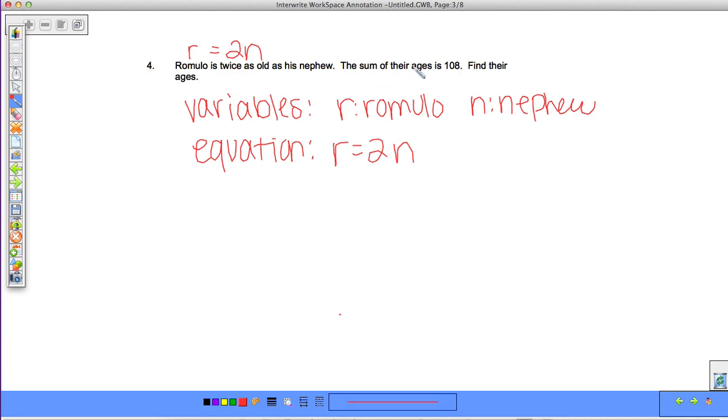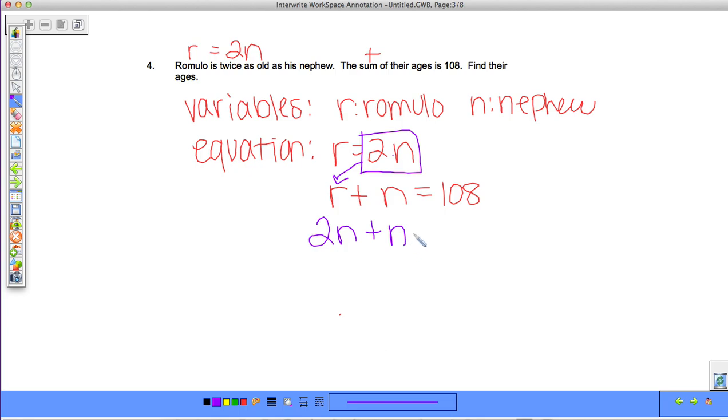Then it says the sum of their ages is 108. Sum we know is adding. So I know that if I add Romulo and his nephew, I should get 108. From here, I'm going to actually substitute 2n in for r because I know this is what r equals. So my equation is going to become 2n plus n equals 108. Now from here, I'm going to solve it for n. 2n plus n is 3n.